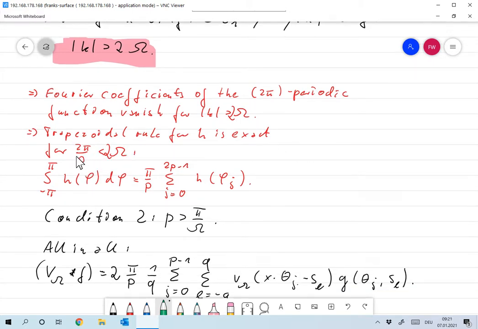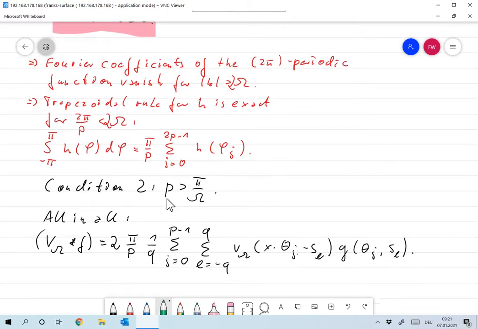And we have that if 2 pi over p, so that's the step length for the discretization of this integral, is smaller than 2 omega, we have that the integral from minus pi to pi of h of phi d phi is exactly given by pi over p times the sum over j from 0 to 2p minus 1 of h of phi j. So exactly the same thing as with the analytic Fourier transform is true for Fourier series, for periodic functions. If the Fourier coefficients vanish beyond some band limit, then the trapezoidal rule is exact.